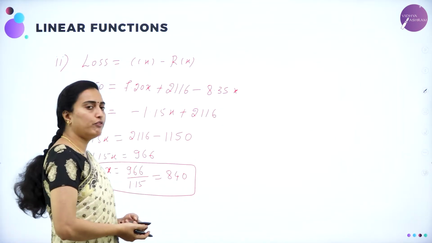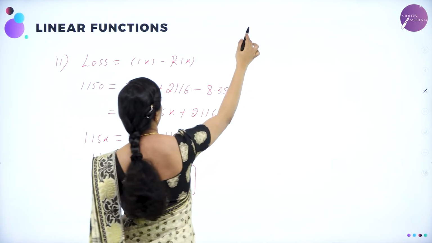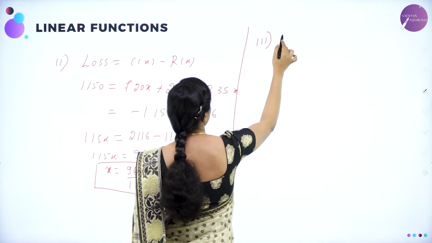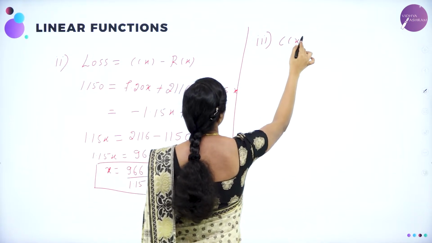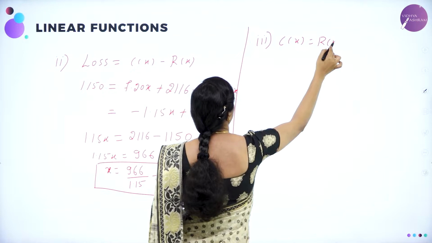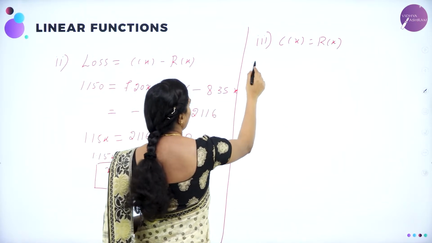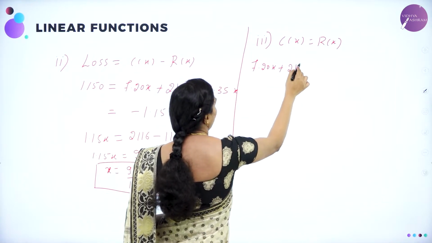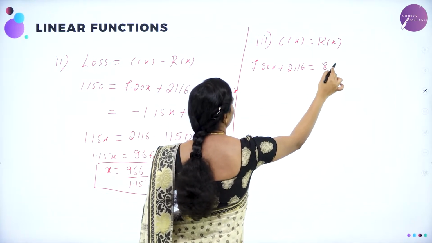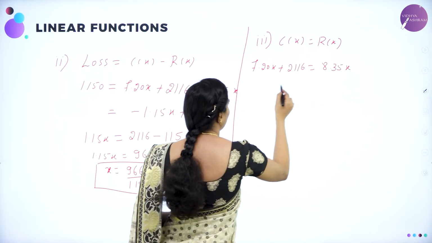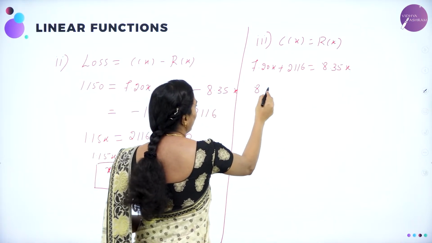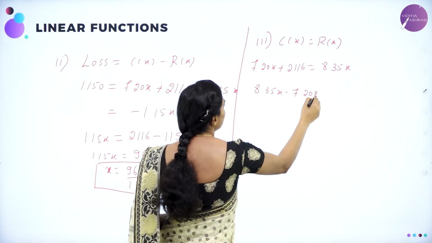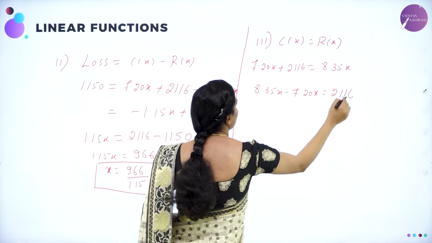So now we'll be moving on to the third question. They have asked to find out the BEP. BEP means whenever C of x is equal to R of x. Now what is C of x? C of x, you know that, 7.20x plus 2116 is equal to 8.35x. Otherwise, you can write 8.35x minus 7.20x is equal to 2116.